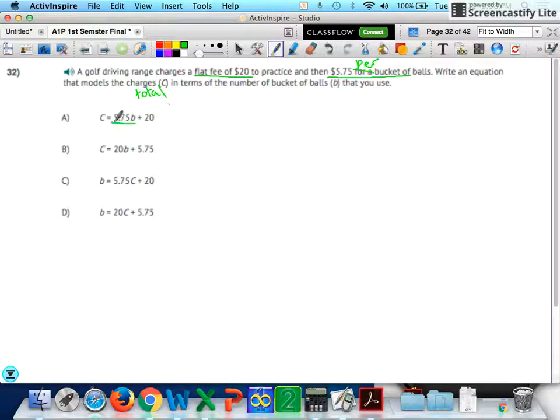This one does. This one's good. This one's charging you $20 a bucket. $5.75C, $5.75 cost? No, that doesn't work. And that doesn't work. Just to be careful, make sure your flat rate of 20 is also all by itself. And that should be our answer, A. That's our correct equation.